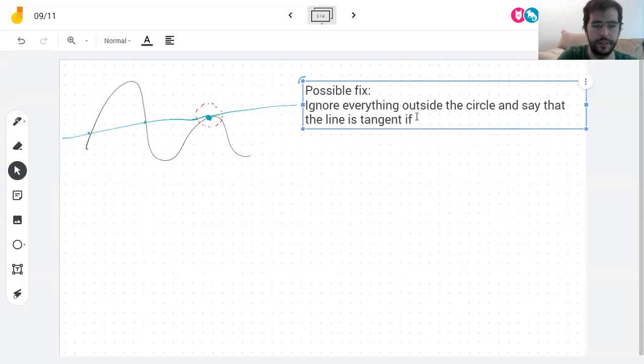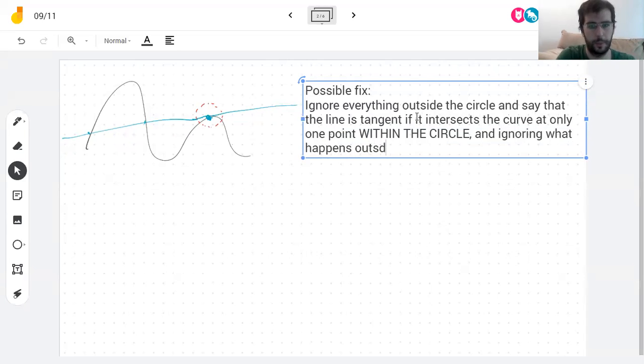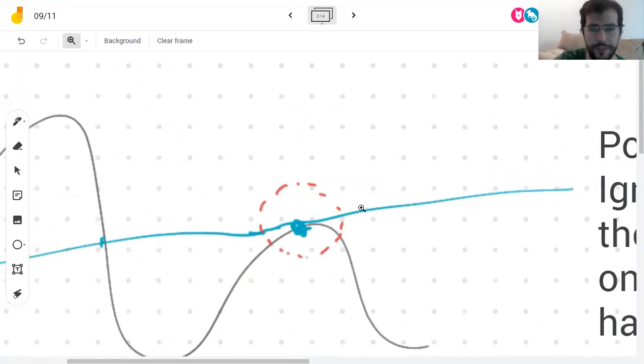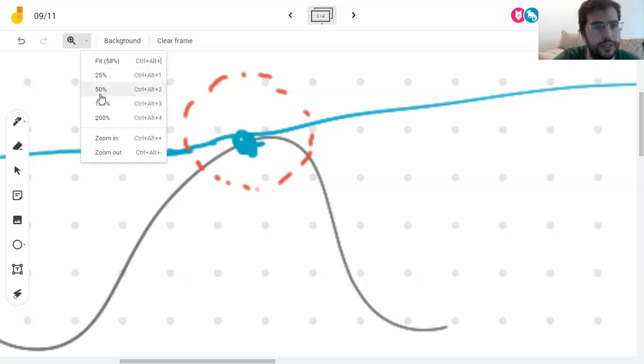Say that the line is tangent if it intersects the curve at only one point within the circle, and ignoring what happens outside. So what I'm saying is, take this curve and basically do this. You get your face very close to the paper or the screen, and you look at this, and you don't care what happens outside, because here it looks tangent. Or, you know, literally zoom in. Looks tangent, that's all I care about. And I don't care if the curve outside is intersecting a bunch of times, because it shouldn't matter.